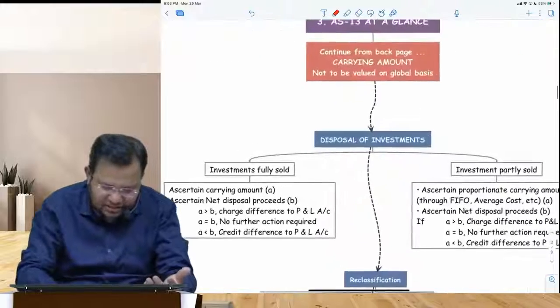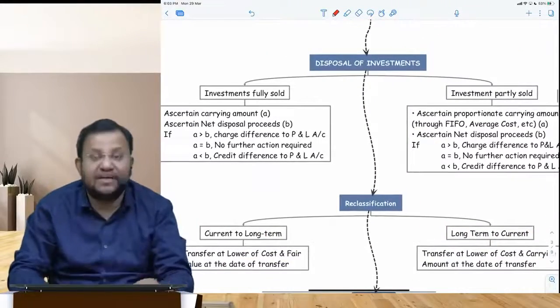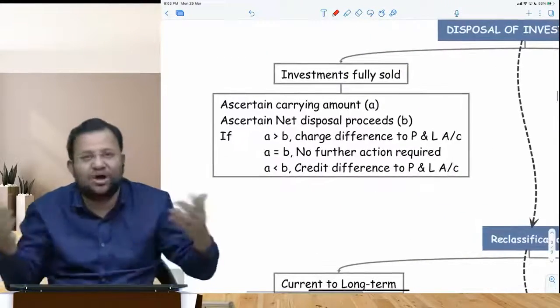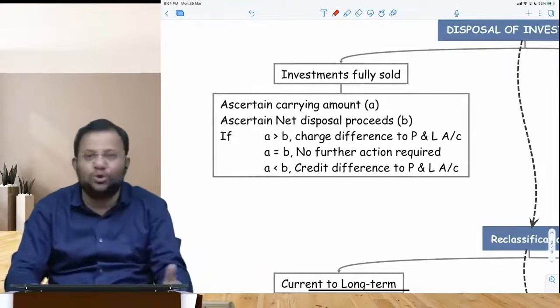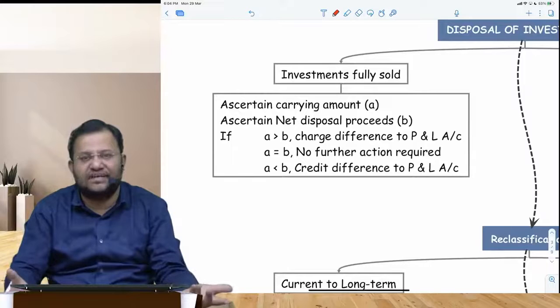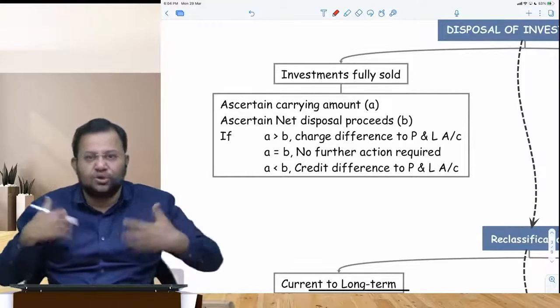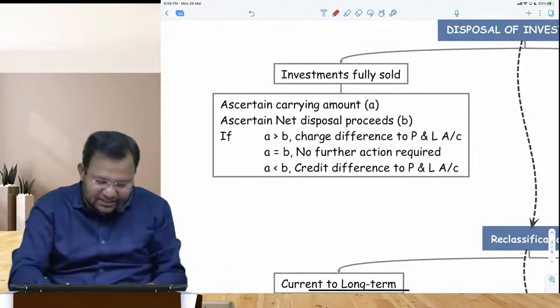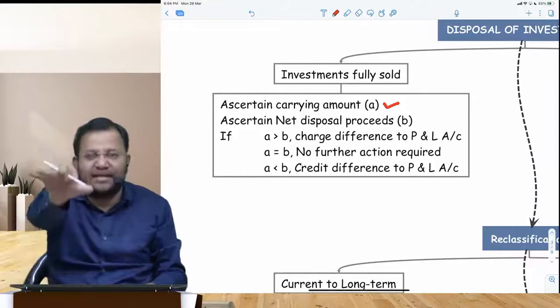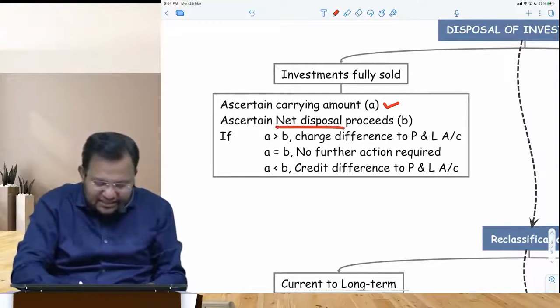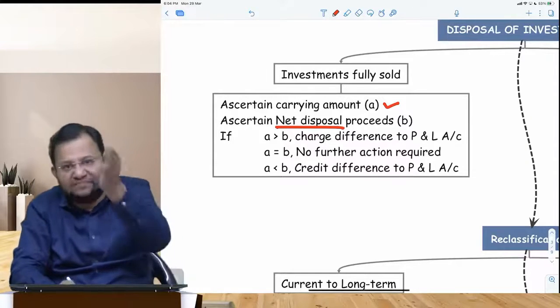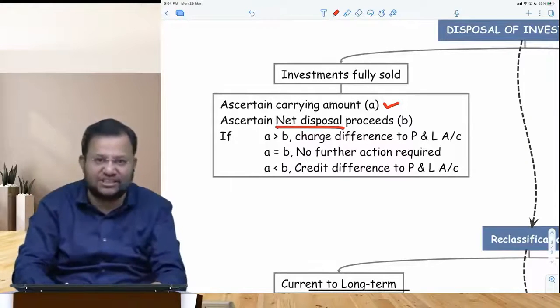Next, disposal of investment. Whenever you sell all of your investment, calculation of profit or loss is very easy. You don't need first in first out or the weighted average cost method because you have sold all the investment. So ascertain the carrying amount, which is the balance in the investment account at that point of time. Then ascertain the net disposal amount, which is after deducting brokerage and transaction cost.